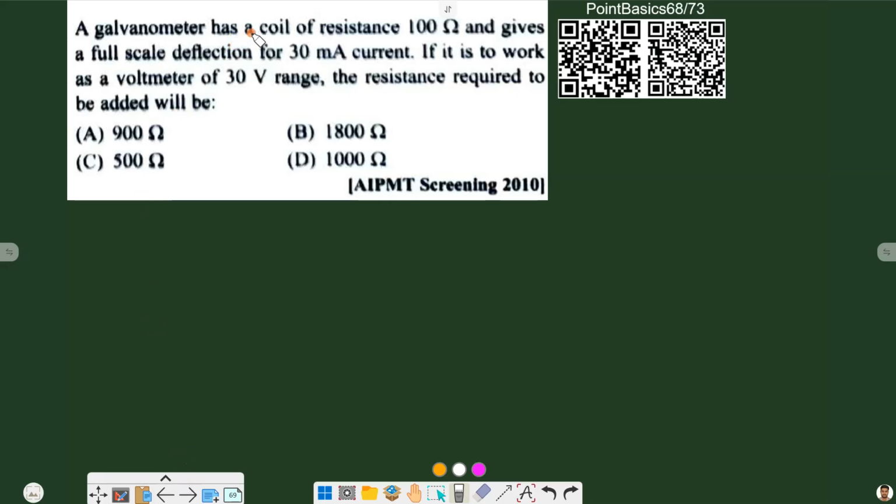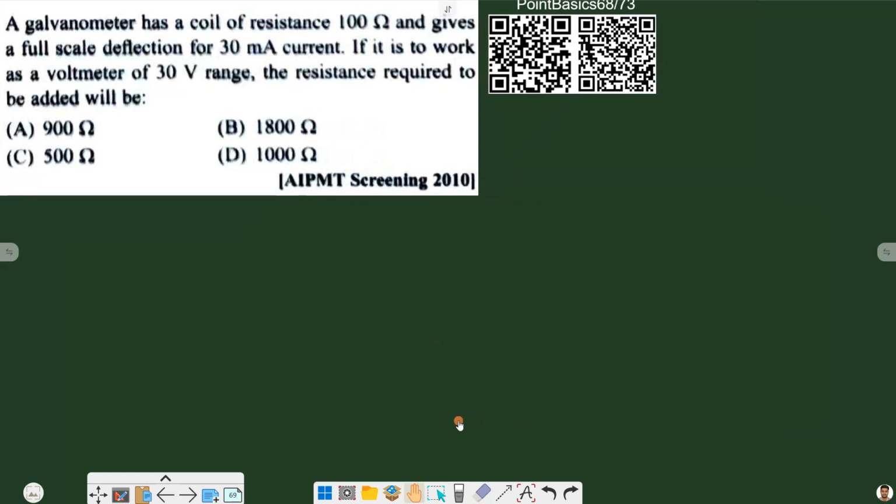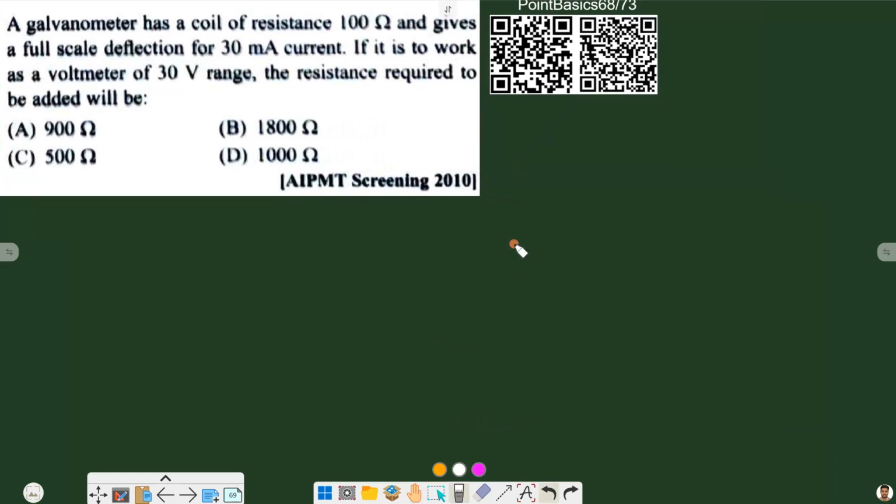Galvanometer has a coil of resistance 100 ohm and gives full scale deflection for 30 milliampere current. So full scale deflection, or the maximum current that can pass through galvanometer, is 30 milliampere. So Ig is 30 into 10 raised to power minus 3. If it has to work as a voltmeter, 30 volt range, resistance required to be added.